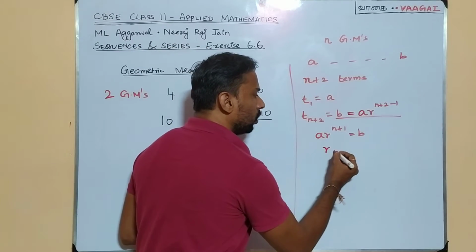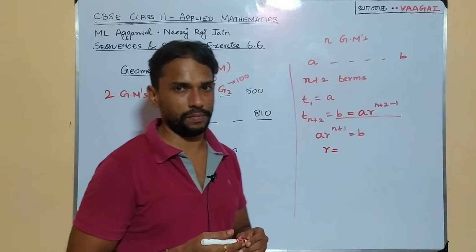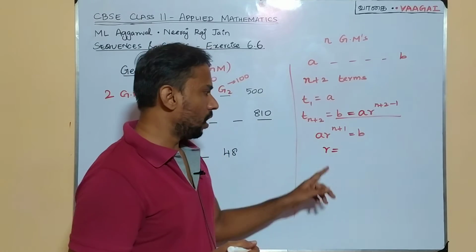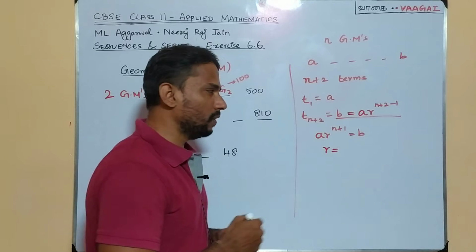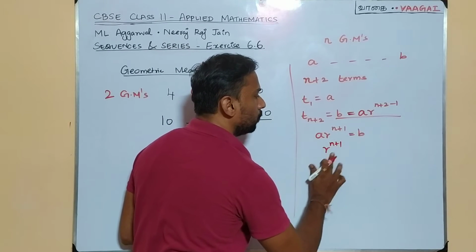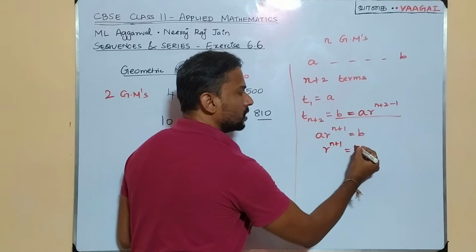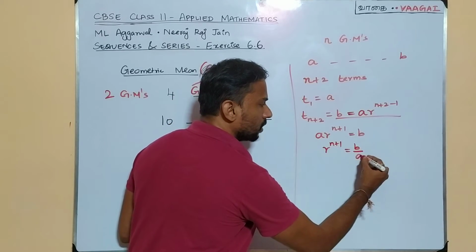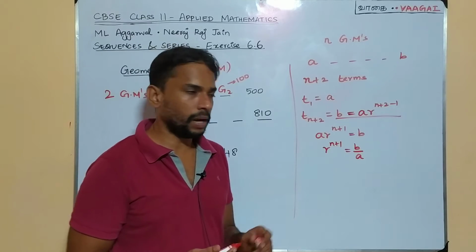Now, next, point number 2: we have to worry about the value of R. R we have to find. How can we find R? Basically, we will try to find the value of R power n plus 1 first. This will be equal to B divided by A. This will be the value of R power n plus 1.